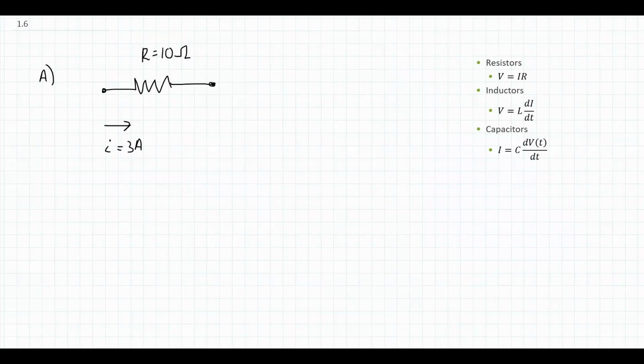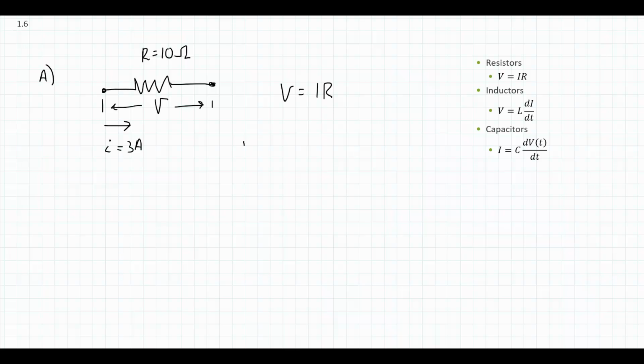So what I'm interested in here is what's the voltage drop across this resistor as I go from one end to the other, the left side to the right side. The current enters and travels left to right here. Well, we know that a resistor follows Ohm's law, at least the relationship between the voltage and the current does. V equals IR is what we want to apply here.